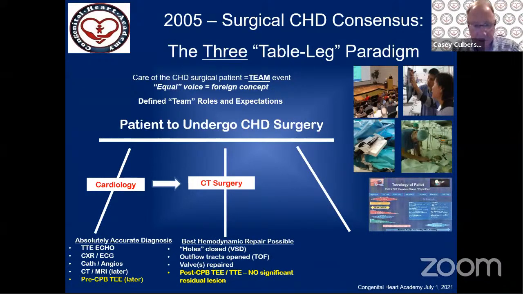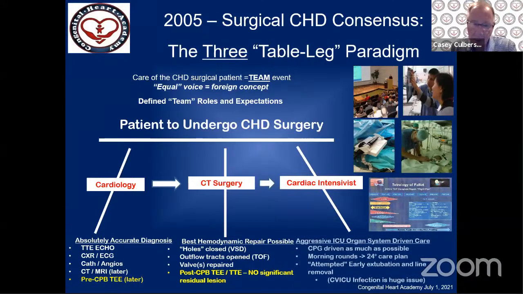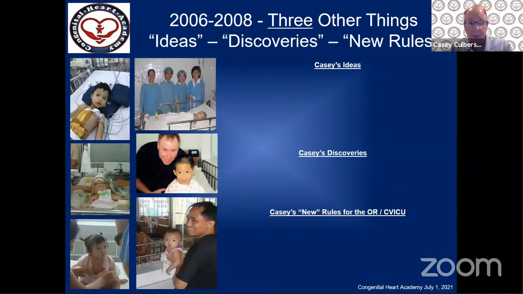So holes closed, outflow tracts open, valves repaired. We actually did TEE and TTE to make sure there was no significant residual lesion. And that was extremely helpful for the next phase, which was the cardiac intensivist, where we did aggressive organ-driven system care. So we tried to create practice guidelines or flight paths, whatever you want to call them, doing morning rounds and establishing 24-hour care plans and attempted early extubations because the CVICU infection is just a huge issue.